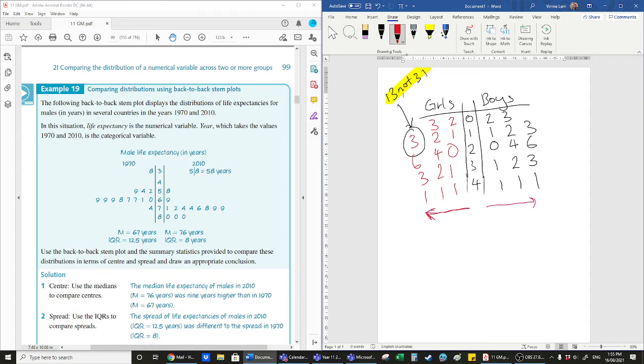Also, just a reminder, always remember to have a key when you're doing a stem and leaf plot, even a back-to-back one. For example, the key might say 0 | 2 equals 0.2.